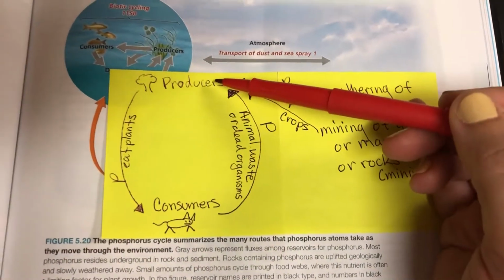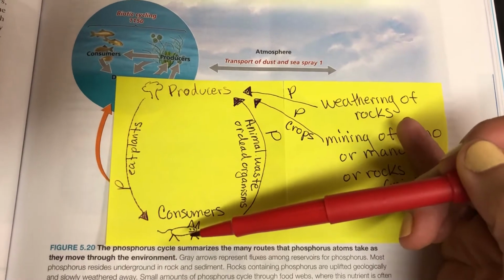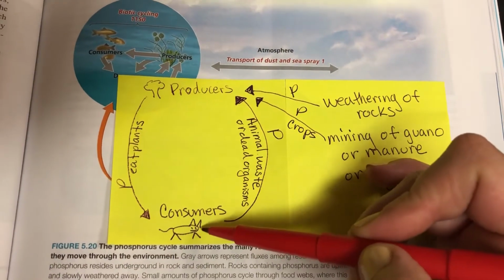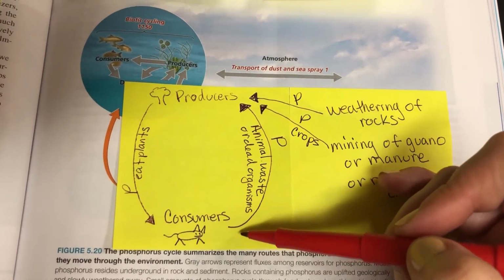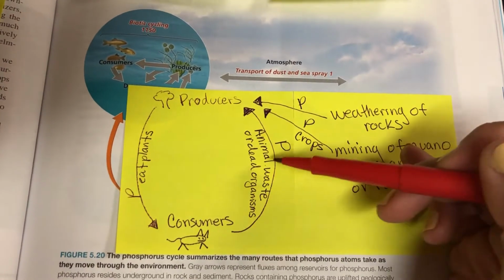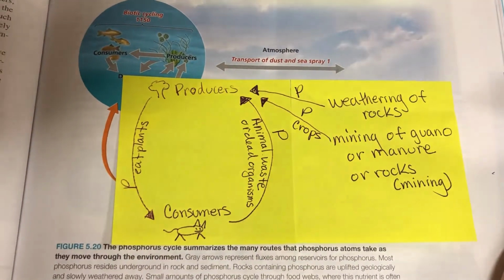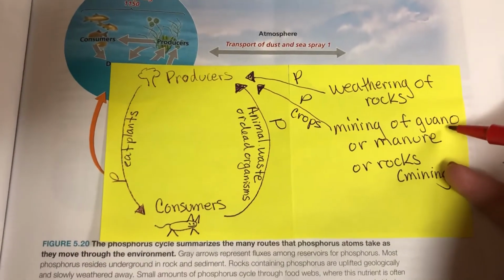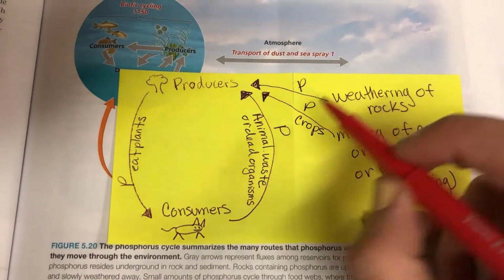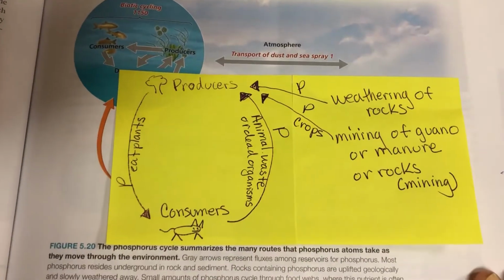All right, again, there is an easier drawing of your phosphorus cycle here. So again, you got your producers. Your consumers are going to eat all the plants to get phosphorus. Eventually, this animal waste gets converted along with dead organisms and then gets taken up again by the producers. If we weather rocks, that produces phosphorus, which the plants can take up again. Or if we mine the guano or manure or rocks, sprinkle it on our crops as fertilizer, and then it gets to the producers again. So super simple.